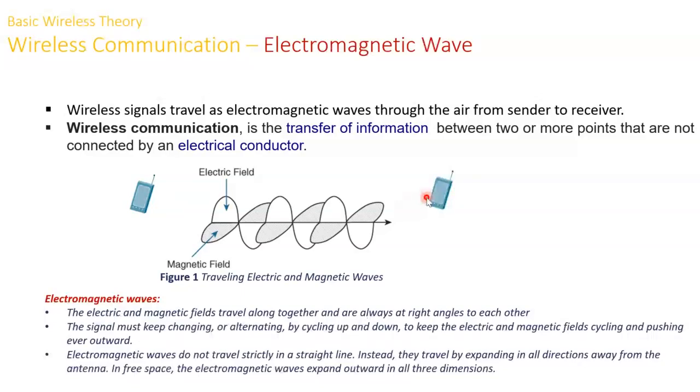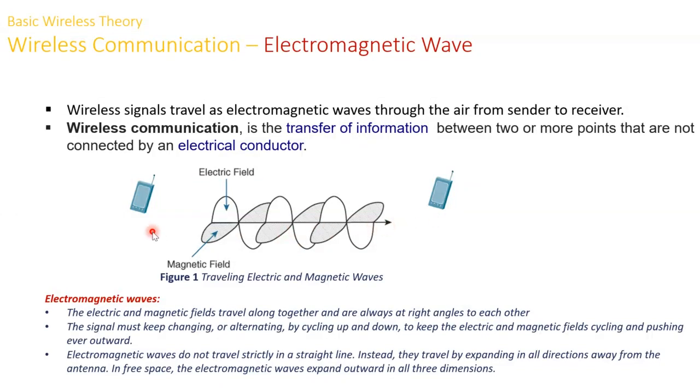So the electromagnetic waves, the electric and magnetic fields, travel along together. The electric field travels with the magnetic field, and they are always at right angles to each other. So the angle between the electric field and magnetic field is 90 degrees. The signal must keep changing, alternating, cycling up and down to keep the electric and magnetic fields cycling and pushing ever outward.